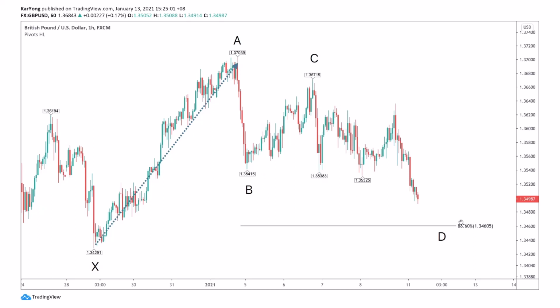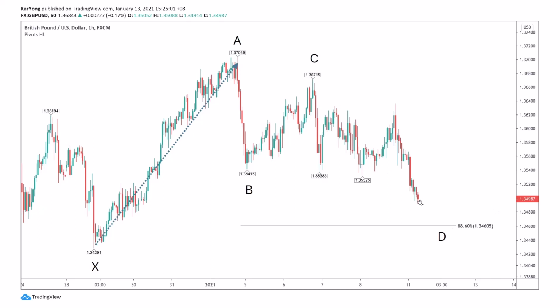Now if you want to identify D point over here, what we usually do is we take from X to A again. So we take back the XA leg, and in this example, D point completes will be around 886. Again, why is that the case? We'll go into the details because of this specific pattern.